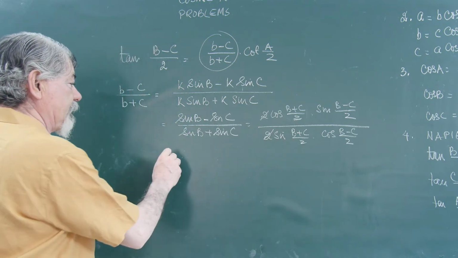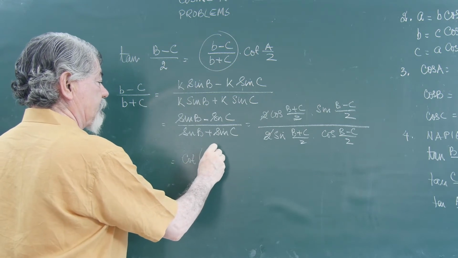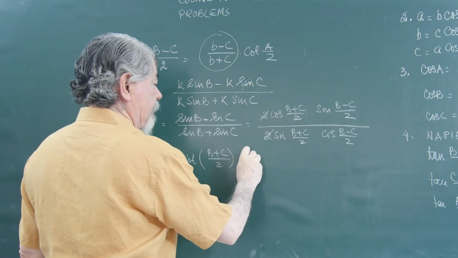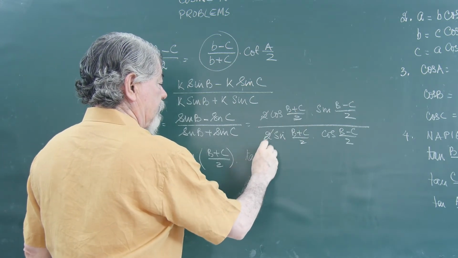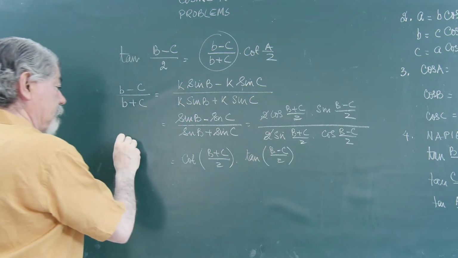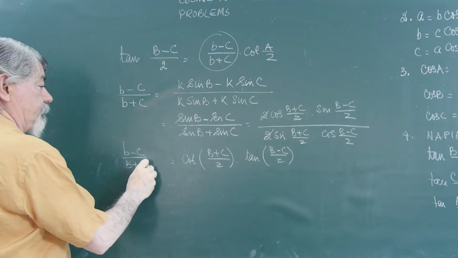Cos upon sine is cot theta. So it will become cot (B plus C)/2, and here it will be tan (B minus C)/2. So tan (B minus C)/2 into cot (B plus C)/2 is equal to (b minus c) upon (b plus c).